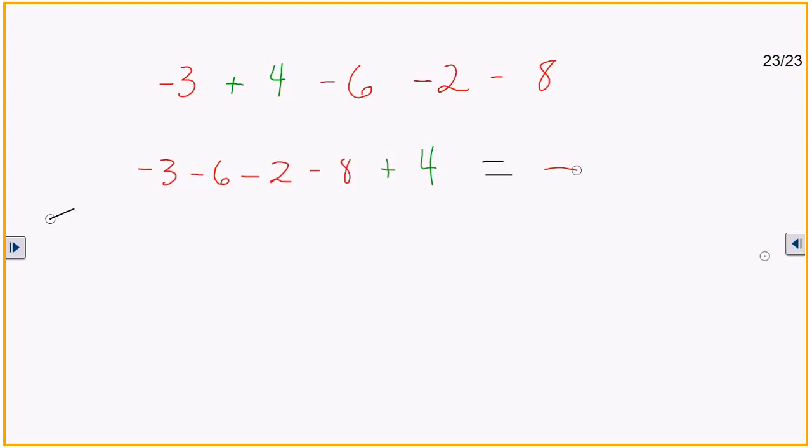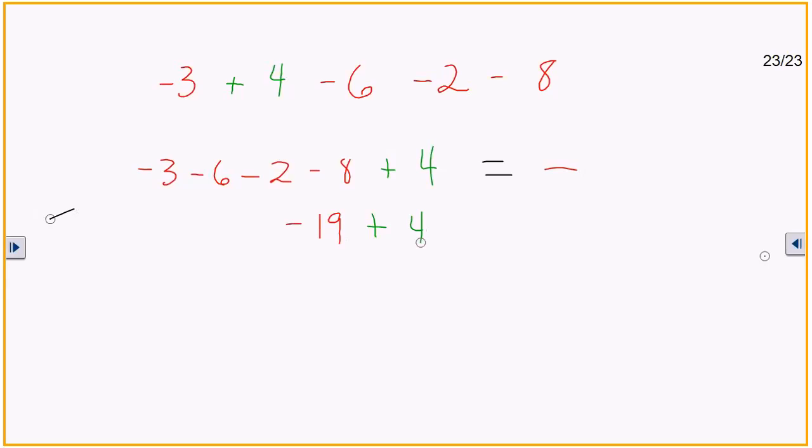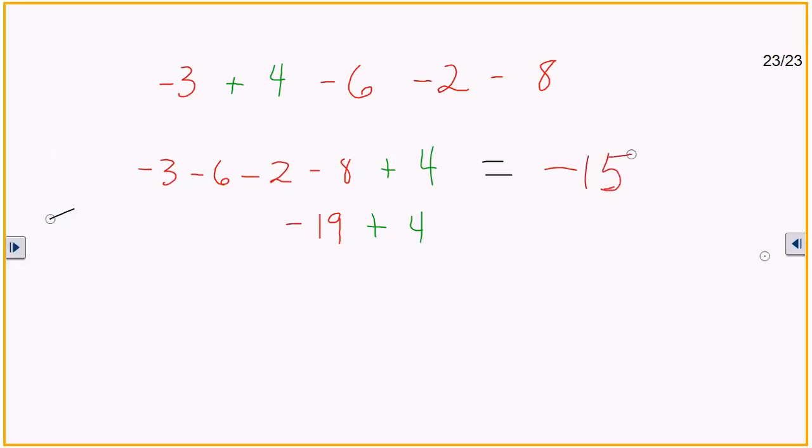-9, -9, -11, -8, -$19. So that's -$19 plus $4. So you owe a bunch of people $19. They beat you up and take that $4 away from you. Guess what? You still owe them $15. And that's how you add and subtract integers.